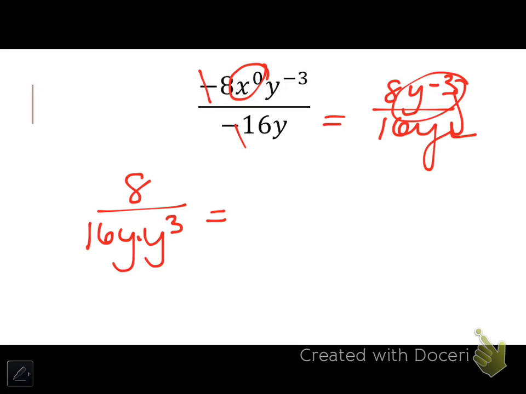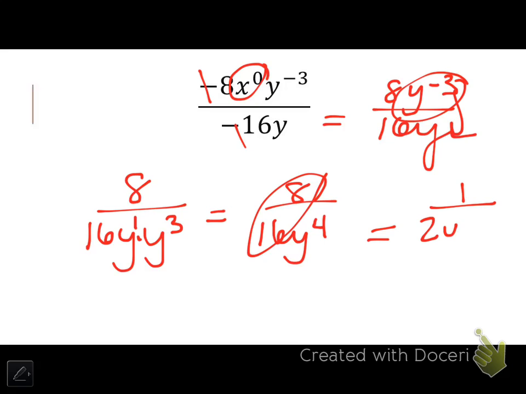Okay, and when we multiply things with the same base, I add their exponents. So 3 plus 1. We got 16y to the 4th. Okay, and then we can simplify this. 8 over 16 is 1/2. It is not 2. It's not 16 over 8, it's 8 over 16. So it's going to be 1 with the 2 on the bottom to make it 1/2. So there's my answer.